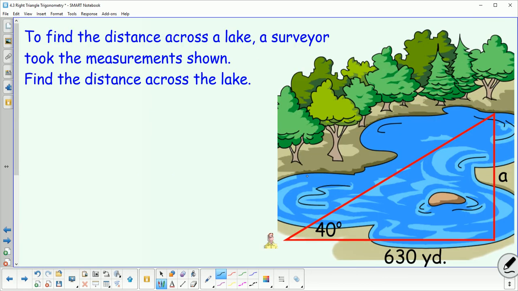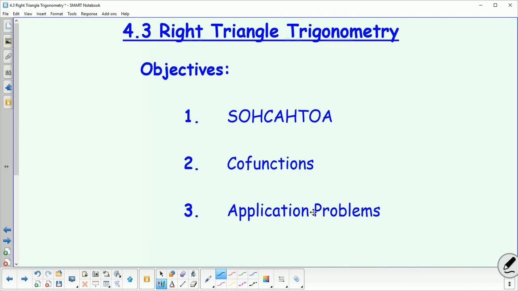So a challenge problem here for you: if a surveyor is looking across a lake to find the measurements shown, we have this. You want to find A, and just think about how you would apply SOHCAHTOA to that. So there's your challenge question. You can turn that in on a half sheet of paper at the beginning of class, and we will then see you next time.